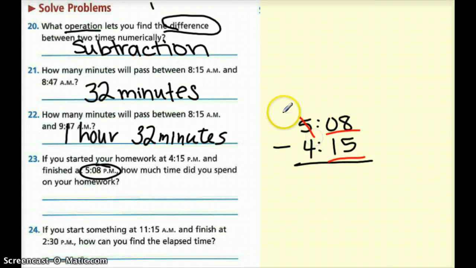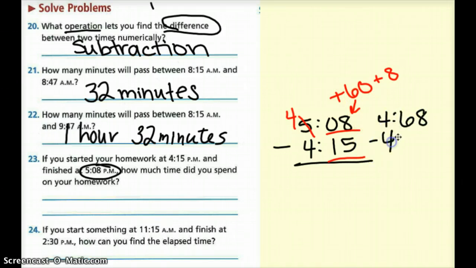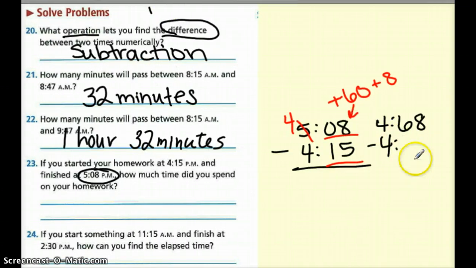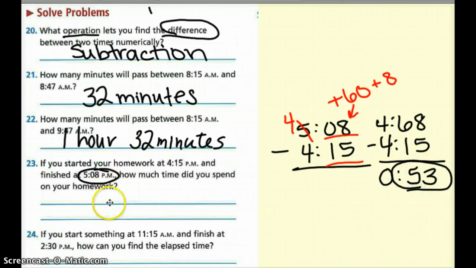So when I borrow, this is going to become a 4 because I'm taking 1 hour away, but I'm adding 60 minutes to this 8. So that number is going to become 68 because I'm adding 60 plus 8. So now my new number would be 468 minus 415. Now, we know 468 is not a real time, but in order for us to subtract, that's how we can create it so that we can subtract. So 8 minus 5 is 3, 6 minus 1 is 5, 4 minus 4 is 0. So we have a total of 53 minutes were spent on homework.